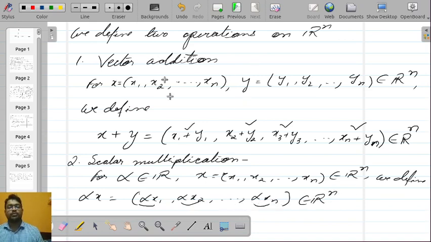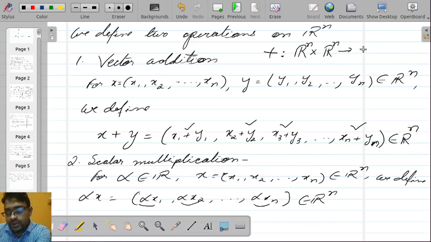The operations that we have defined are actually binary operations. Binary operation means it is a function; this vector addition is a function from R to the power n cross R to the power n to R to the power n. It takes 2 elements from R to the power n and gives us an element in R to the power n only.